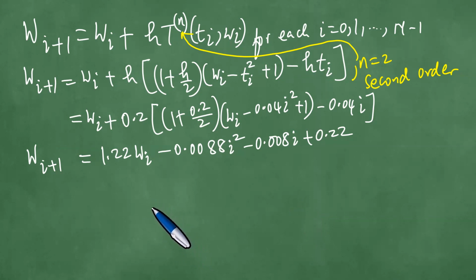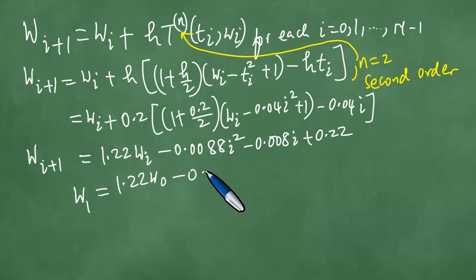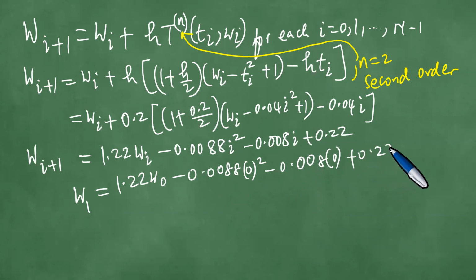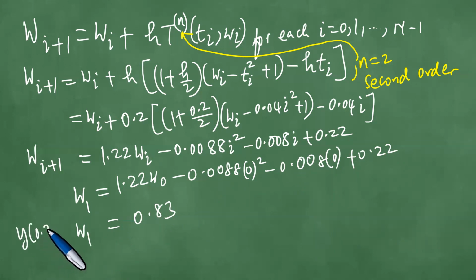For example, we want to get W1 when i is 0. So it's going to be 1.22 W0, i0, 0.008, 0.22. And if you do all this, it is 0.83. So this ideally is W1.